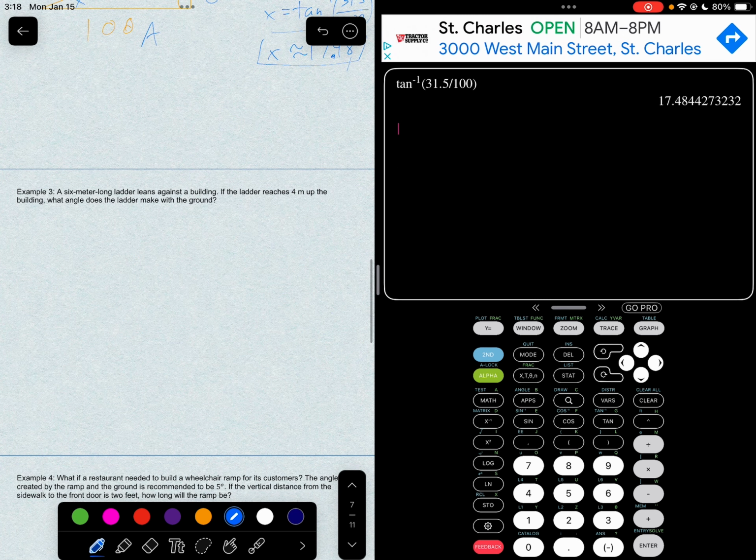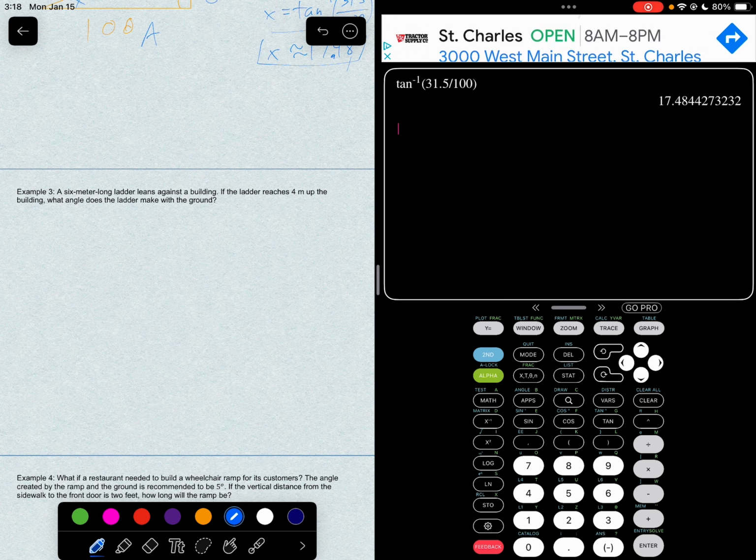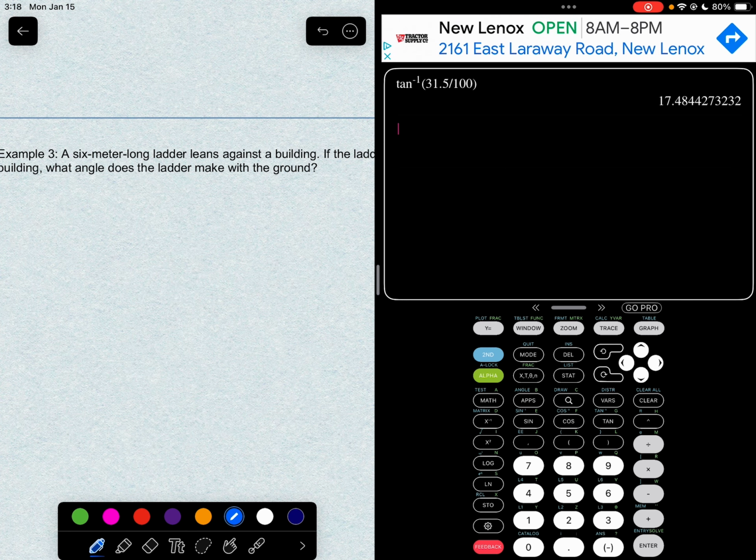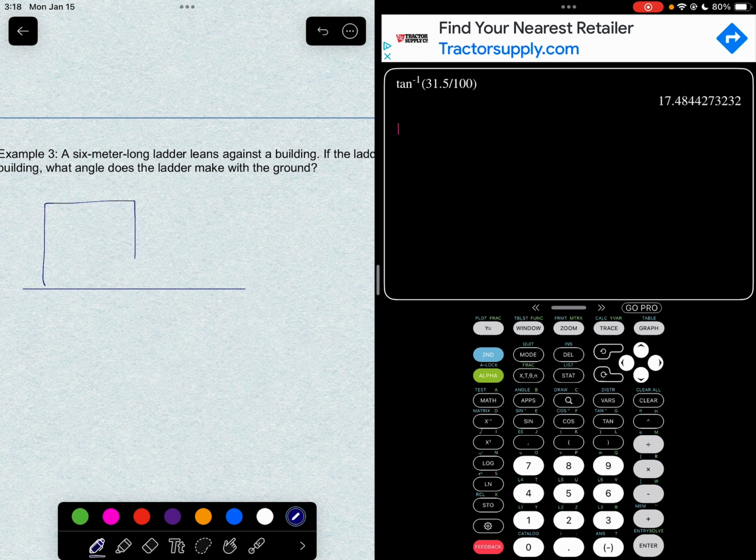Example 2, a 6-meter long ladder leans against a building. The ladder reaches 4 meters up the building. What angle does the ladder make with the ground? All right, so we have some ground here. That should be straight. We have a building on that ground. And we have a ladder reaching up that building. Of course, making a right triangle for it.